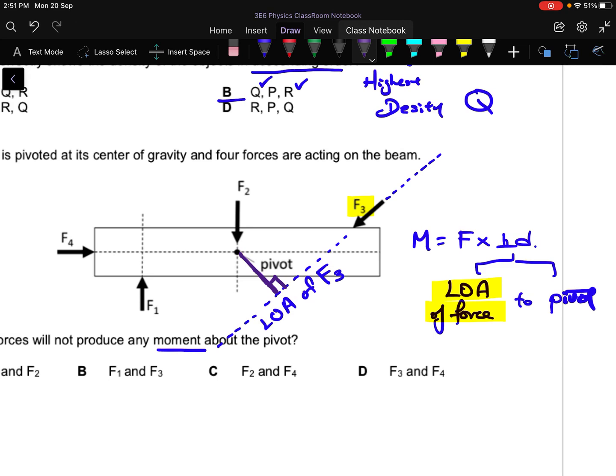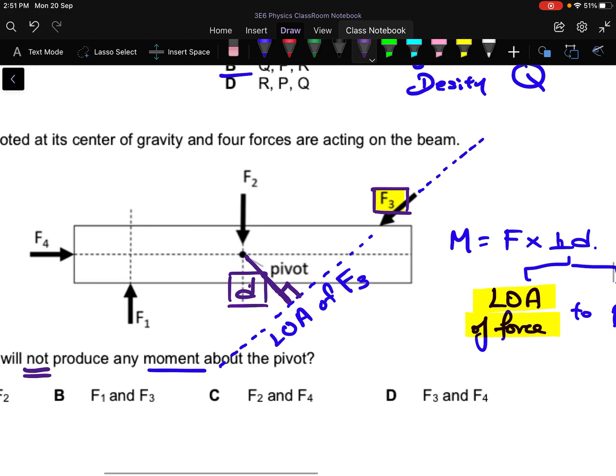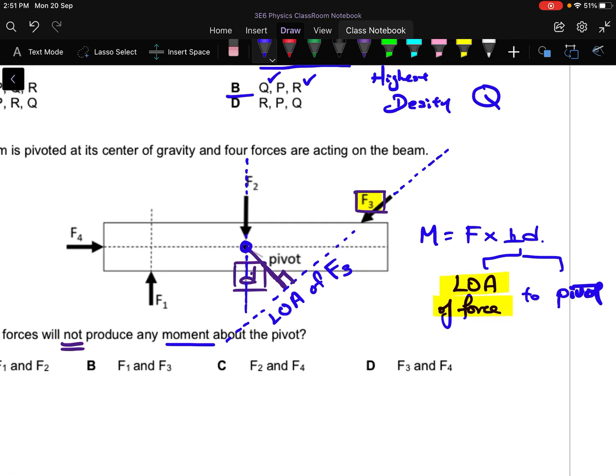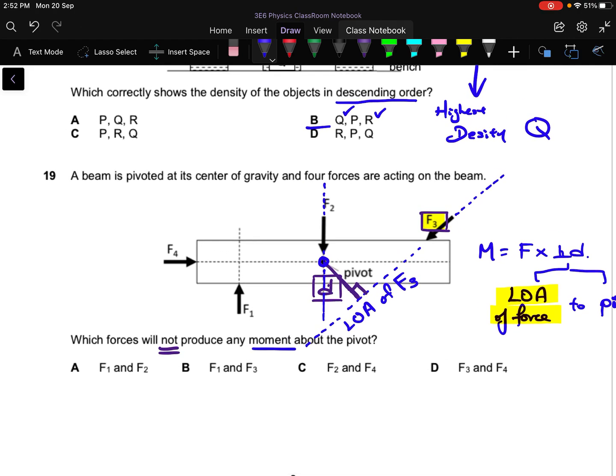Just by looking at this example, you can see that F3 will have a certain moment because it will be F3 multiplied by this perpendicular distance. The only way for something not to have a moment is when the line of action of the force cuts the pivot. When this happens, the line of action is on the pivot, and so D is 0. If you look at this closely, there are two forces whereby the line of action cuts the pivot. Go and figure it out.